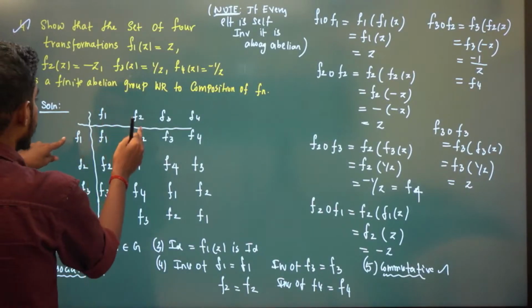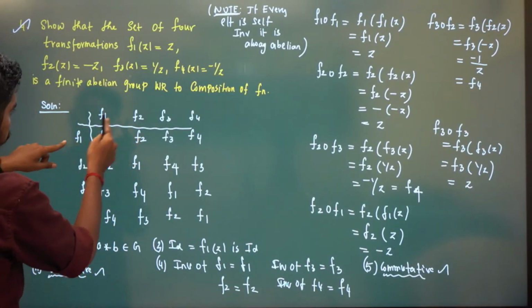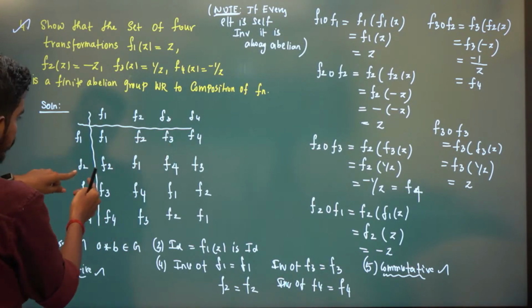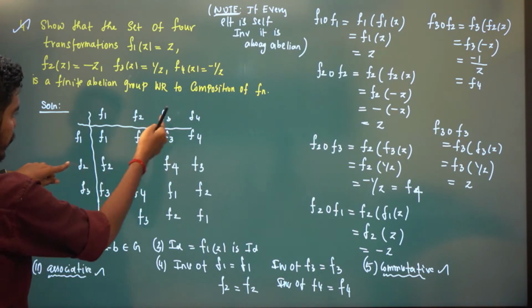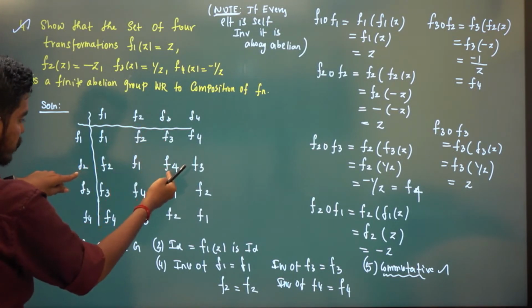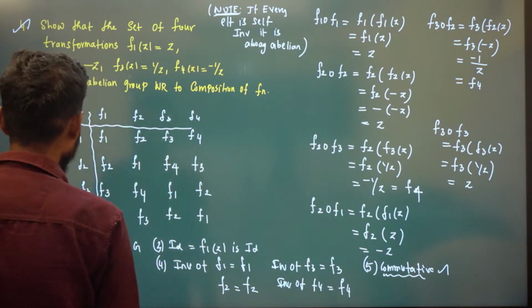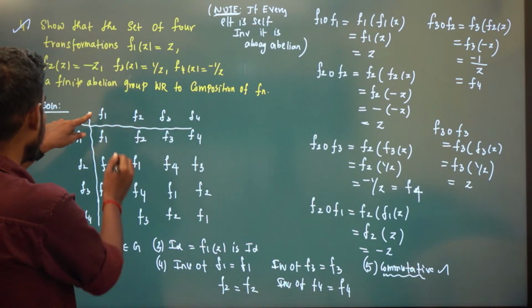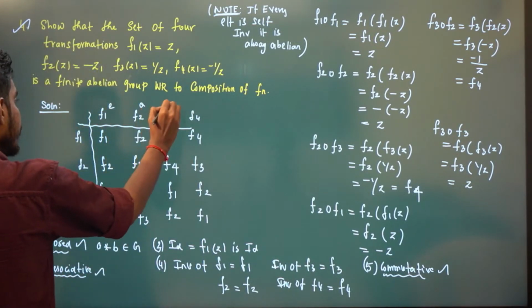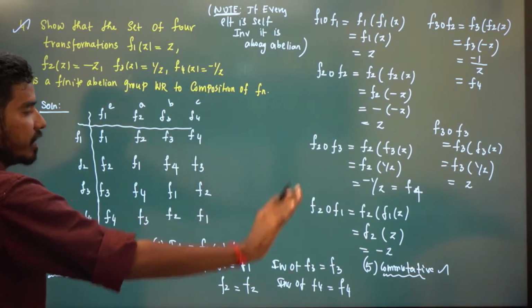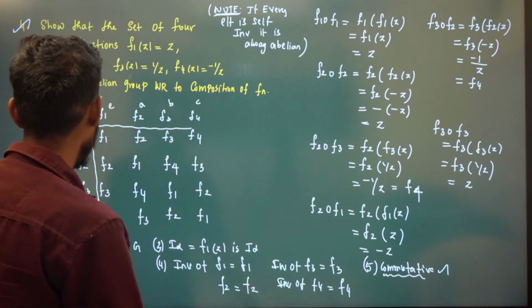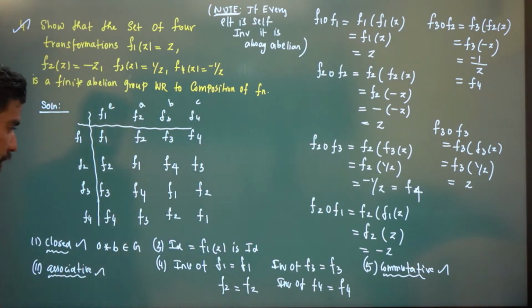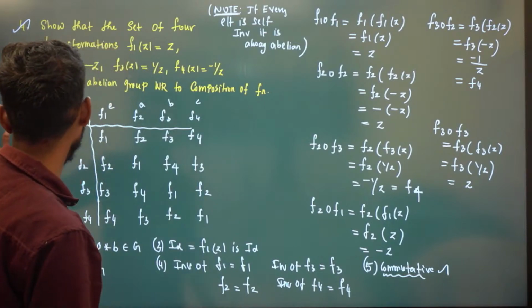You can see F2 composite F3 is F4, like AB is C, and AC is B. Something like that, right? So you just think of F1 as E, and you think of the others as A, B, C. So it satisfies all the binary operations of the Klein 4 group, right?